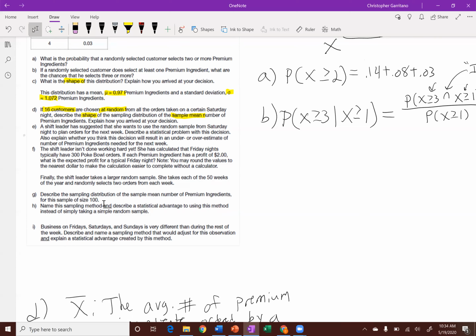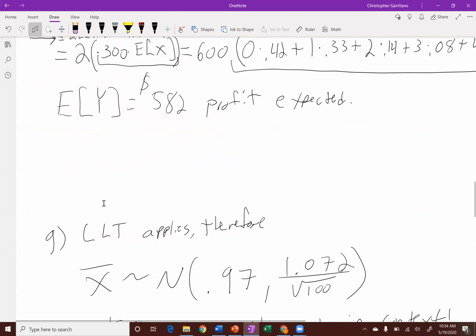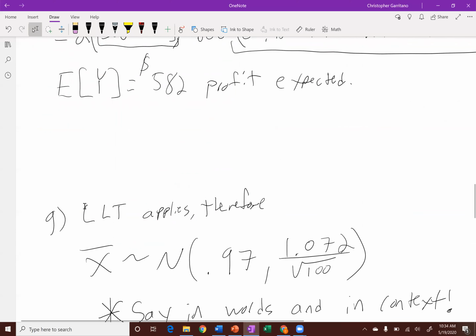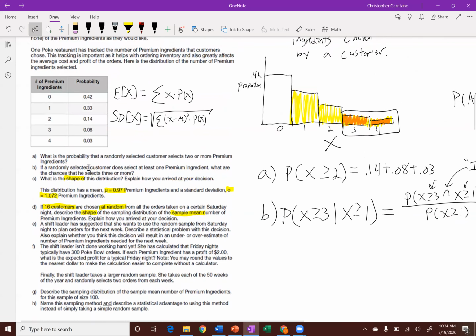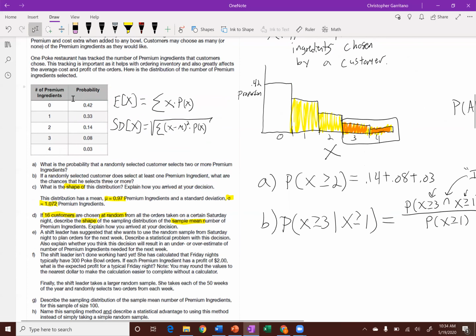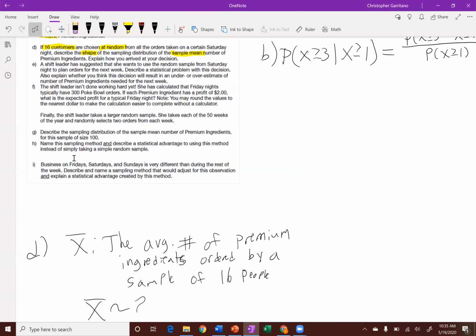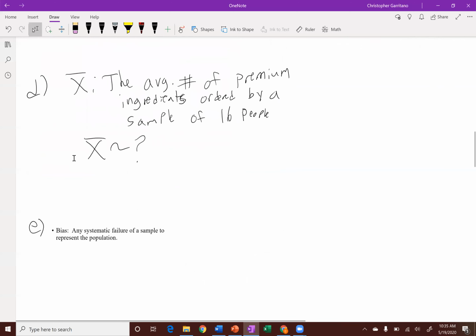So now let's think about what we have. We have a random sample, we have n greater than 30, and we also have independent selections because for each customer, we were told that these are their individual probabilities for number of premium ingredients. So that sort of implies independence. You could also think of it as that 100 is less than 10% of all customers over the entire year. All right, so the 10% condition is met.